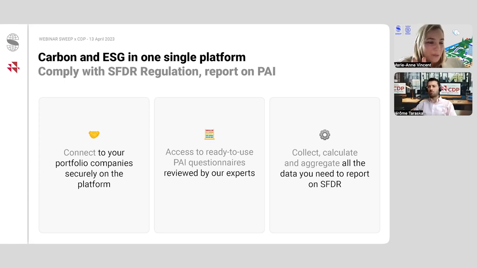We know that we talk a lot about carbon, but there's also a broader view about ESG, because the regulation is asking for more than carbon data. But also, if you have an ESG strategy and you want to have some targets beyond carbon, I want to achieve more diversity across my portfolio, I want to drive biodiversity impact across my portfolio, you can also pilot the strategy through the platform, because the way we have to connect with the portfolio company in a very secure way is to collect and calculate the carbon footprint, but also to be able to collect all the indicators that will be necessary for the regulations.